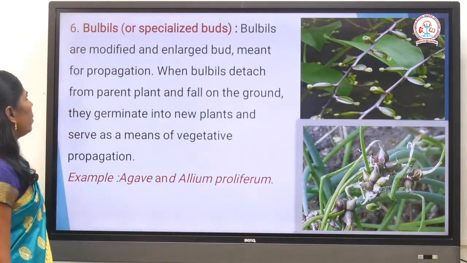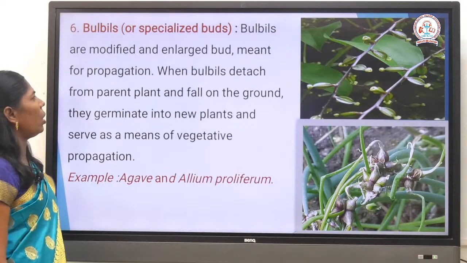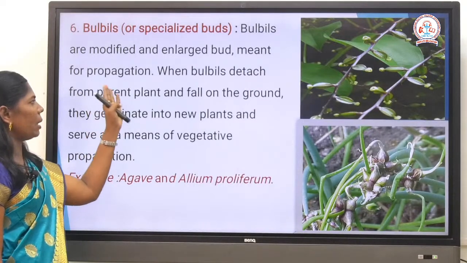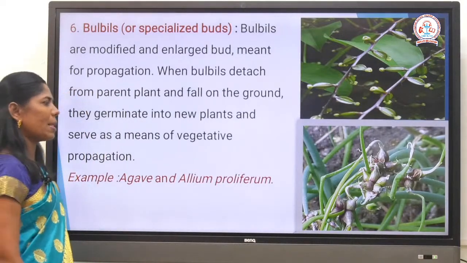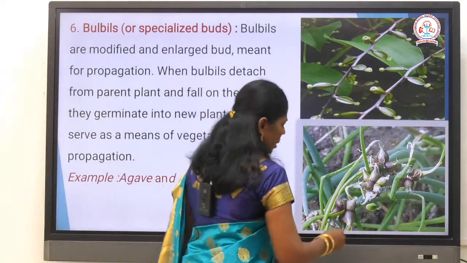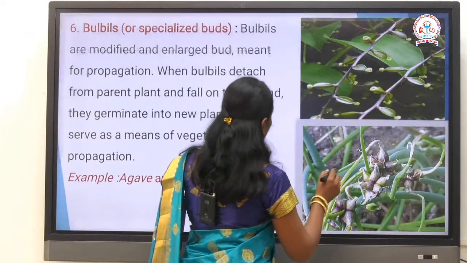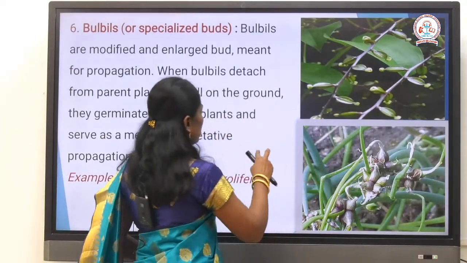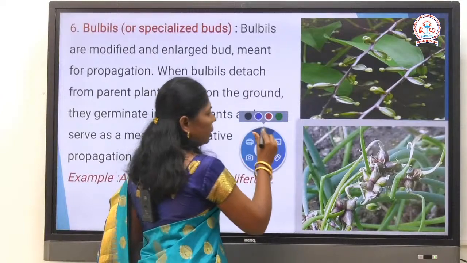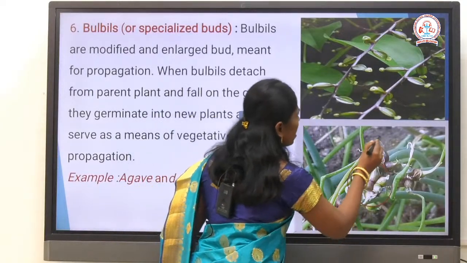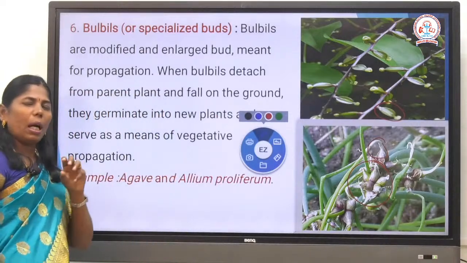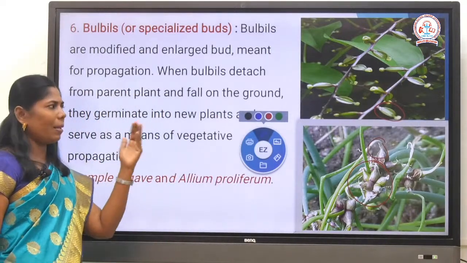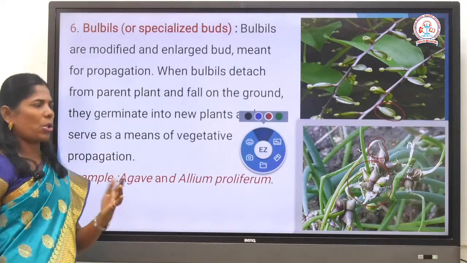So that is a bulbil. A bulbil is a modified and enlarged bud used for propagation, as in Dioscorea, and it is a diaspore. A bulbil is a small bud-like structure. When it is detached from the plant body, it undergoes germination to give rise to another plantlet. While it is on the plant, it does not germinate; only after it falls down does it germinate.